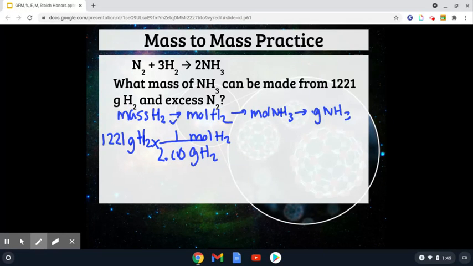I need to do a mole to mole conversion factor. So we have moles of hydrogen on the bottom because that's what we want to get rid of. We want to get to moles of ammonia, so that's going to go on the top. These numbers in this conversion factor come right from the balanced equation. It's the mole ratio. So for every 3 moles of hydrogen, there are 2 moles of ammonia.